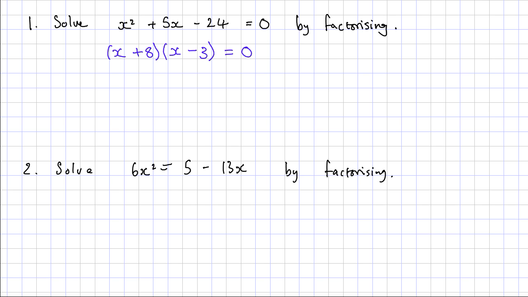Now I have something here multiplied to something here, so to get a 0 as my answer, I need either this bracket to be 0 or this bracket to be 0. So I'm going to have either x plus 8 is equal to 0, and if x plus 8 is equal to 0, then x must be minus 8, or I'm going to have x minus 3 is equal to 0, and when x minus 3 is equal to 0, then x is equal to 3. So I've got two solutions, either x is minus 8 or x is 3.